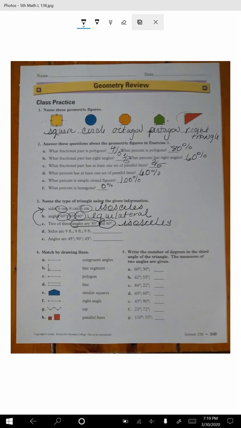Okay. The sides are 9 feet by 9 feet by 9 feet. All 3 sides the same, just like all 3 angles the same, would once again be equilateral.